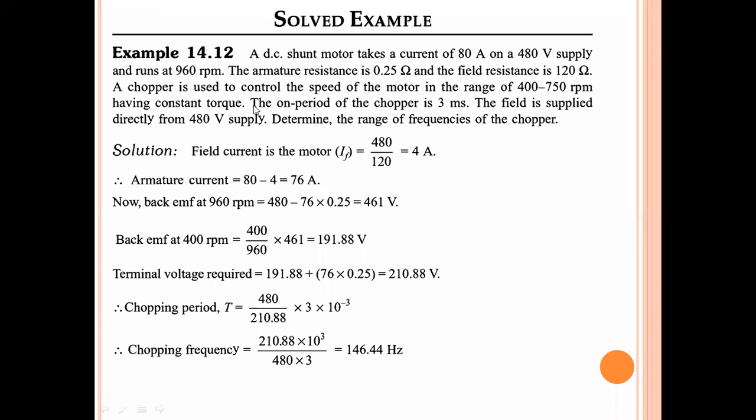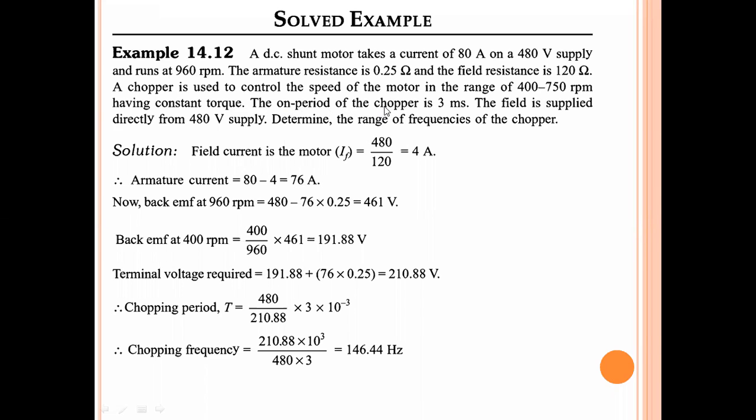A chopper is used to control the speed of the motor in the range of 400 to 750 RPM. So a chopper circuit is taken to control the speed in this range, having constant torque. So the torque is constant here.